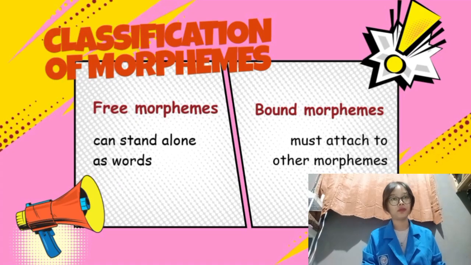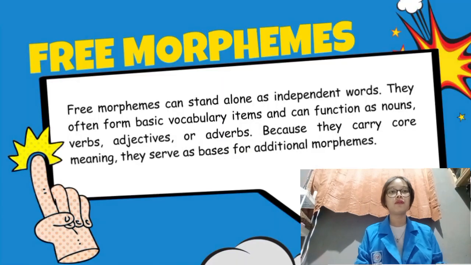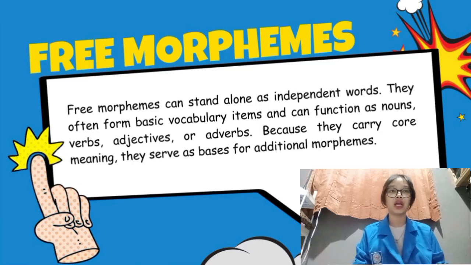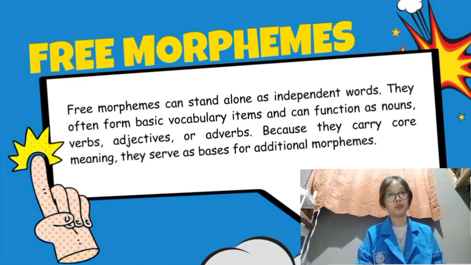Classification of morphemes. Free morphemes can stand alone as a word, but bound morphemes must attach to other morphemes. A free morpheme can stand alone as an independent word. They often form basic vocabulary items and can function as nouns, verbs, adjectives, or adverbs because they carry core meaning, and they serve as a basis for additional morphemes.